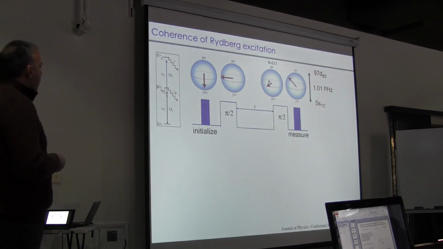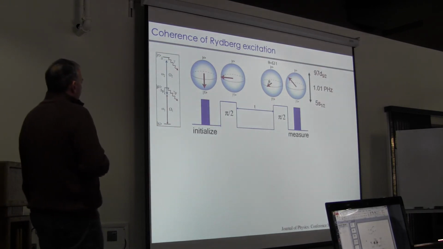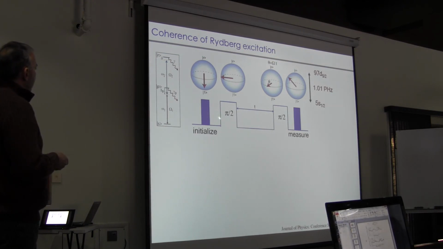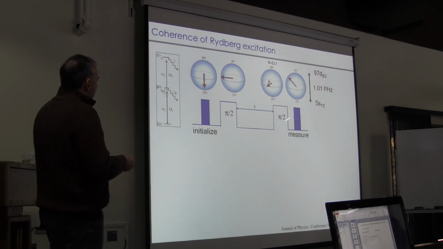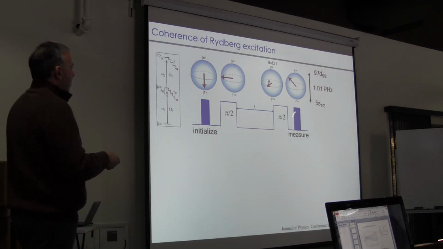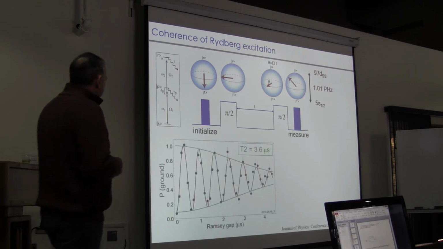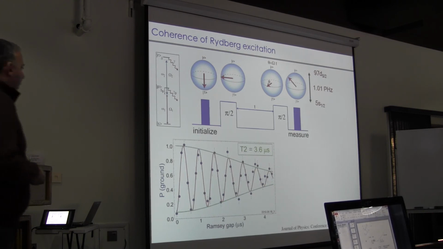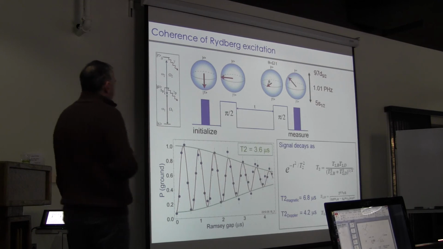We can also check the coherence of the Rydberg excitation by performing a Ramsey experiment between the ground and the Rydberg state. So we start in a ground state, we do a pi/2 pulse, put the Bloch vector on the equator, where now the Bloch sphere is defined in the basis of the ground state and the Rydberg state, wait a variable time, do another pi/2 pulse, and then measure the probability to be in the ground state. And if we do that, we get our Ramsey interference pattern, and this has a decaying envelope, which we can use to define a T2, which in this case is about 3.5 microseconds. What's contributing to that finite coherence time?